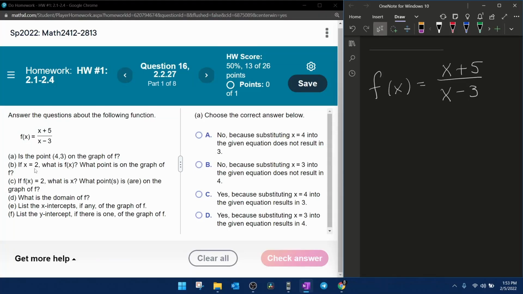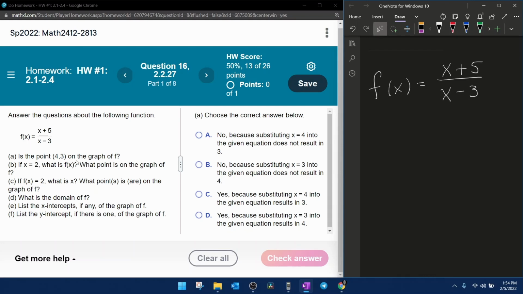All right, here we go. Question number 16 for my pre-calculus homework number 1 in MyLab Math. We have a rational function. Part A says, is the point (4, 3) on the graph?